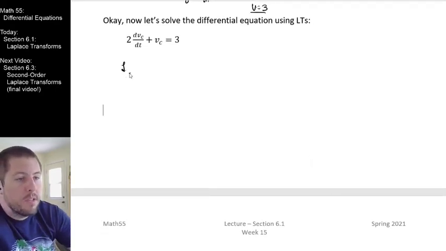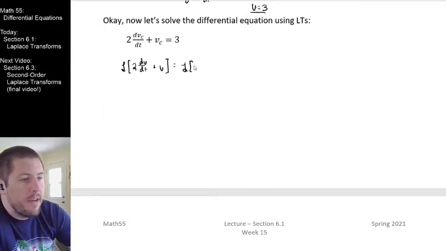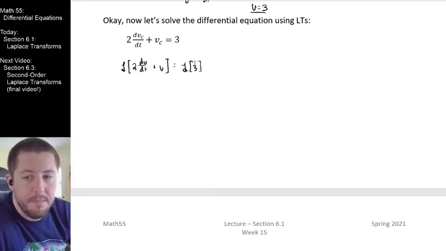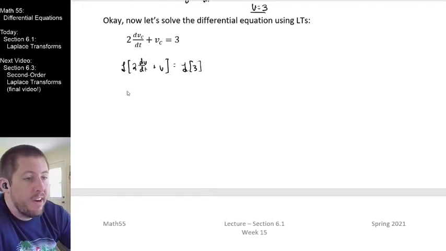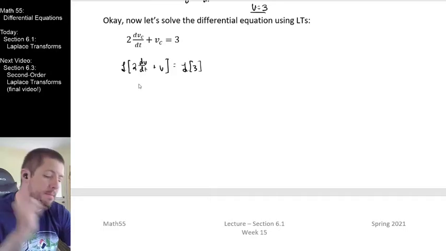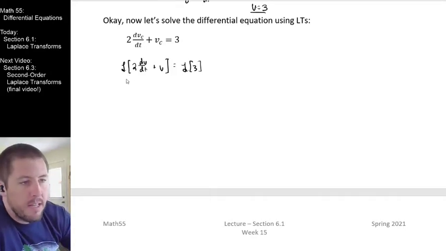So, Laplace transform of 2 dV/dt. I'm going to try and be responsible here with my notation because I know that this is just a weird thing that we're doing here today for sure. This is weird, so I'm going to try and write things out very explicitly. So one, I'm just plopping my Laplace transform onto the left and right side.